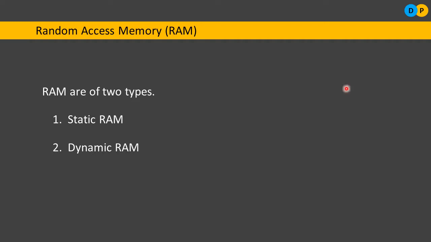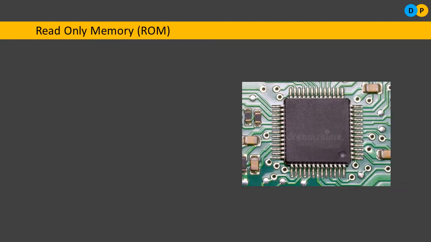So that's why we need to refresh the content preserved in the dynamic RAM too often, every few milliseconds. Because of this reason, dynamic RAM is cheaper but static RAM is costlier. Okay, so this is the thing with respect to RAM.